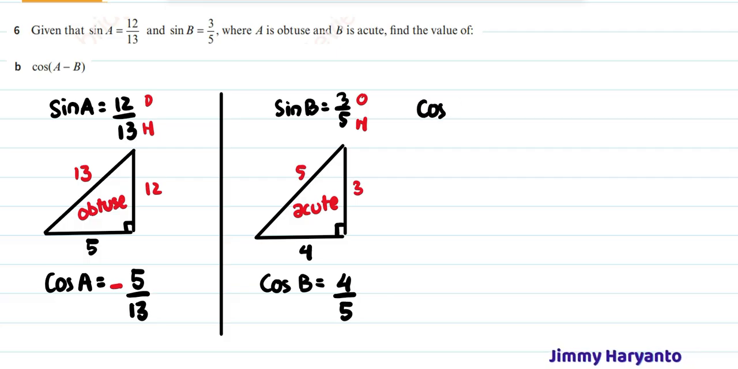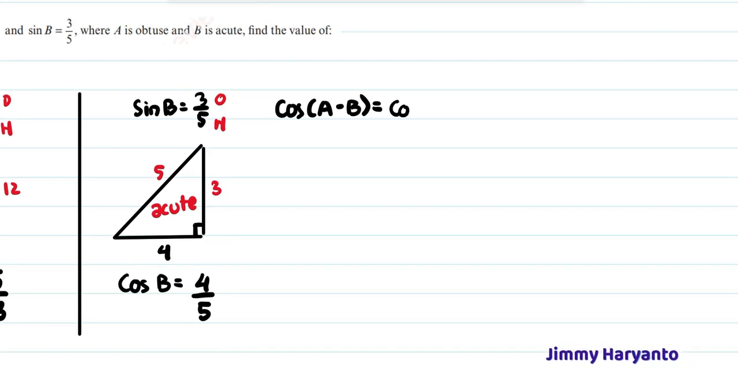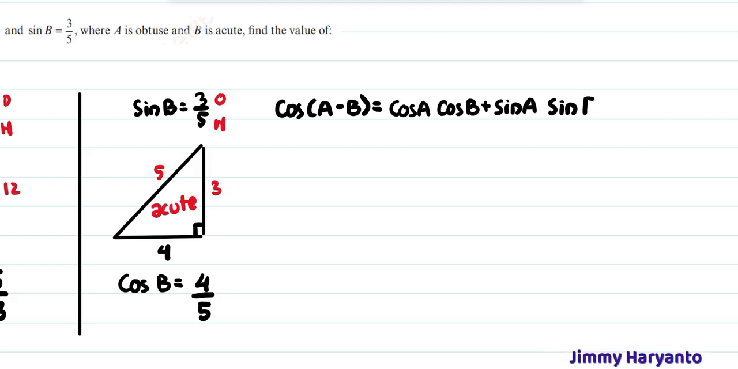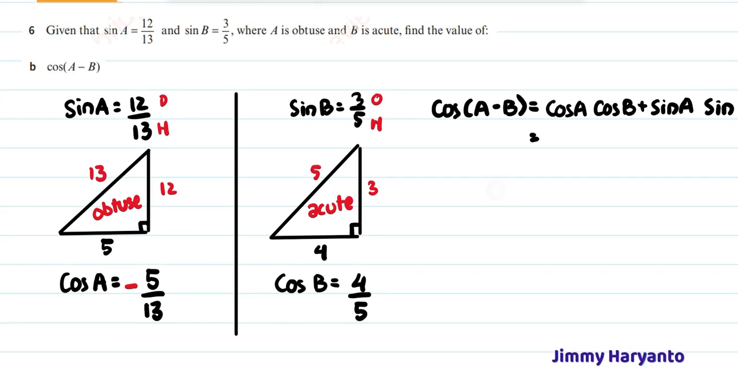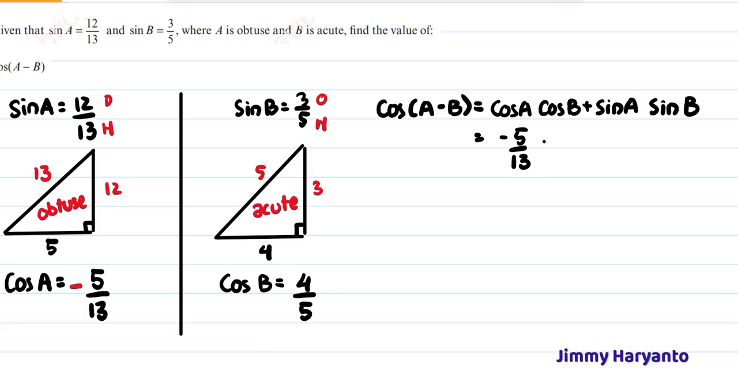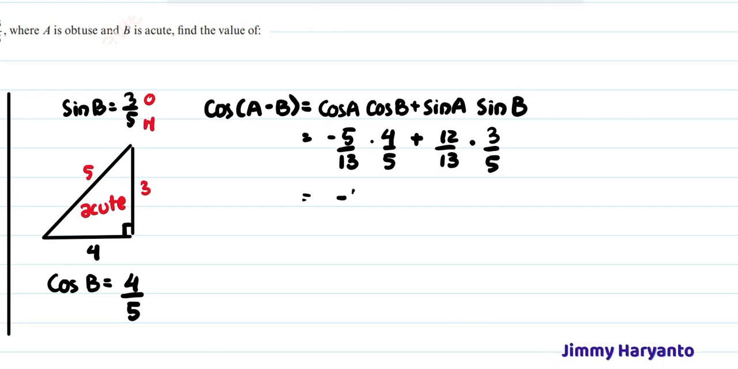And then the question wants you to find the value of cos (A minus B). The formula for cos (A minus B) is cos A cos B plus sine A sine B. And then you only have to input the values. Cos A is negative 5 over 13. Cos B is 4 over 5. And then sine A is 12 over 13. Sine B is 3 over 5. Okay, let's calculate this. This one is negative 20 plus 36 divided by 65.